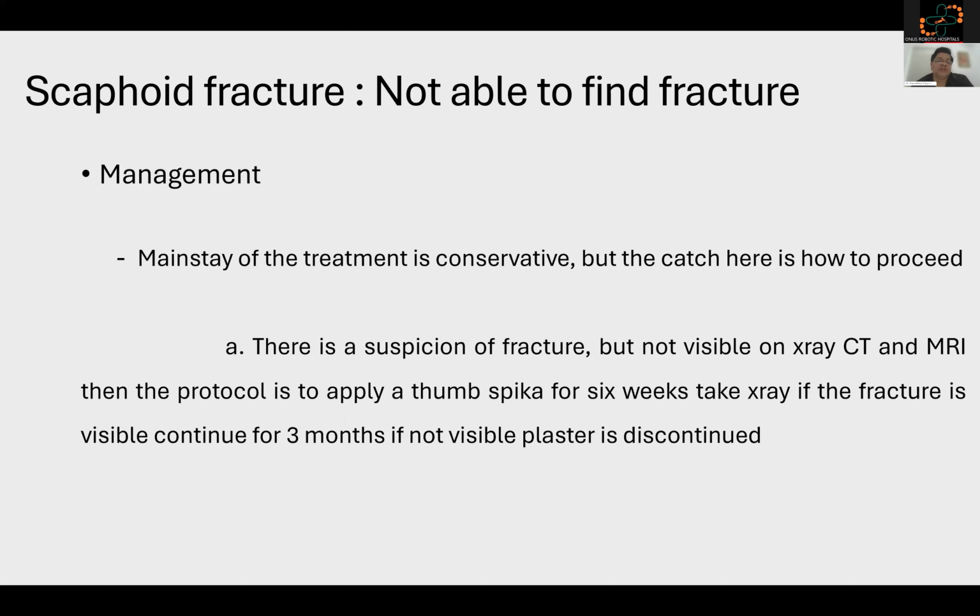In those cases, you have to always protect the limb by applying a cast for 6 weeks, and take serial X-rays every week until the fracture is visible. If there is no fracture visible on the sixth week X-ray, then you can remove the cast. But if there is a fracture visible on X-ray at 6 weeks, you have to continue the cast for 3 months.